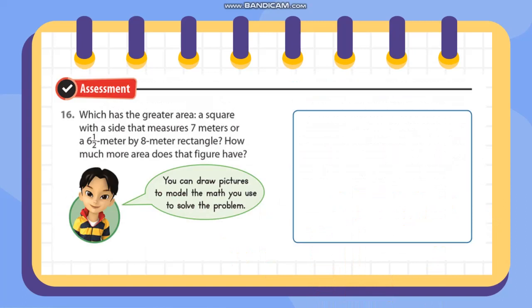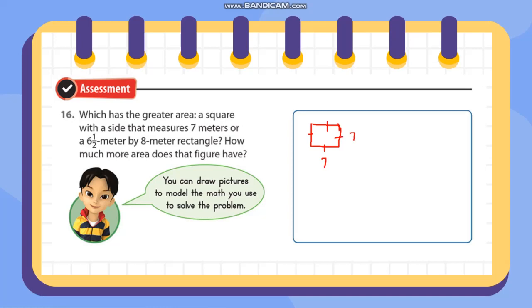And the last question. Which has the greater area: a square with a side length that measures 7 meters, or a 6½ meter by 8 meter rectangle? How much more area does the figure have? So let's draw a picture to model the math you use to solve the problem. If this is a square, we all know that in a square all sides are equal. So if one side is 7, the other side is also 7, and all sides are 7.